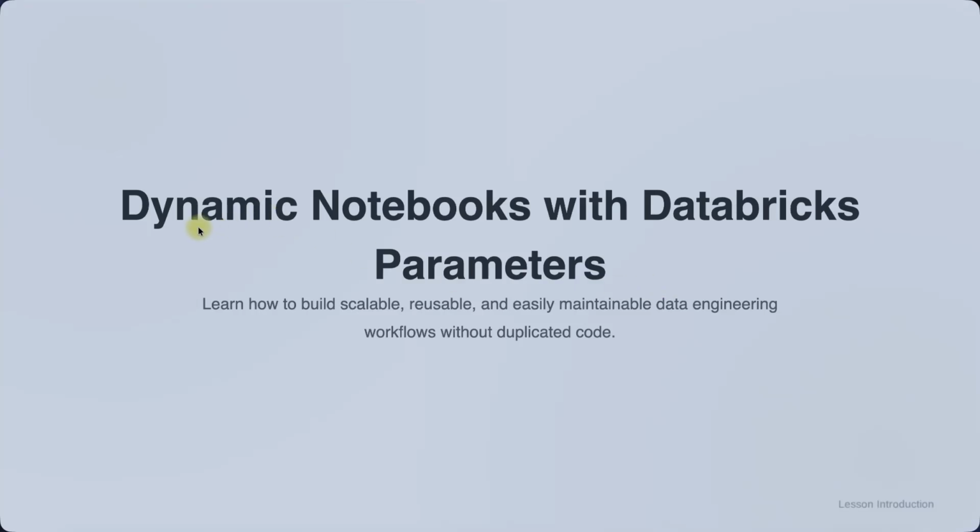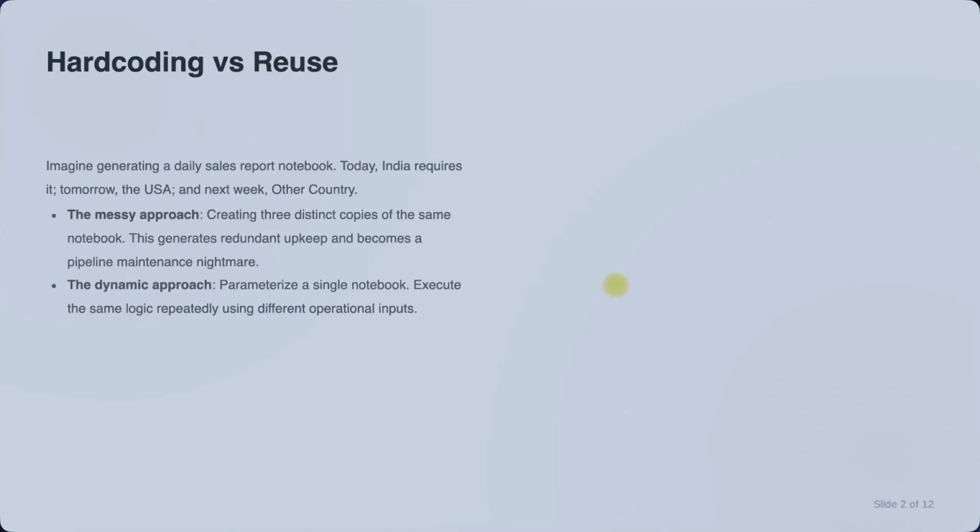In this session, we will learn about dynamic notebooks with Databricks parameters. Let us imagine you have a single Databricks notebook that generates a beautiful sales report. Let's suppose today you need a report for India, tomorrow you need the same report for USA, and next week it's for another country. Now a big question arises: should you create three different notebooks for these three countries? Absolutely not. That would be a messy approach, hard to maintain, and a nightmare when changes are required.